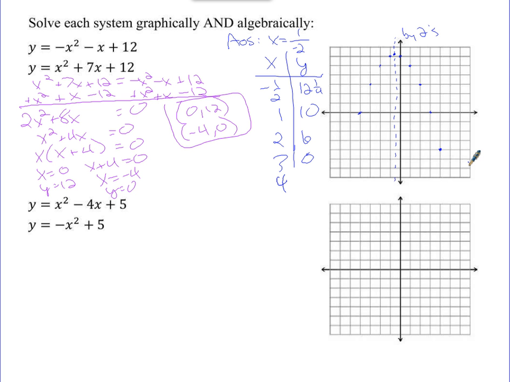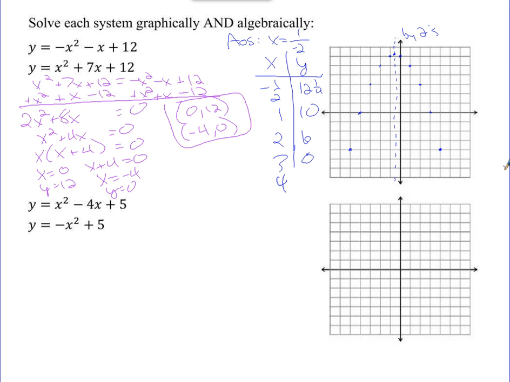Now when you reflect, be very careful. Remember where that axis of symmetry line is. My axis of symmetry happens to be halfway. So that means I got to go 1, 2, 3, 4 and a half to get to my axis of symmetry. So I got to go 4 and a half again. 1/2, and then 1, 2, 3, 4.